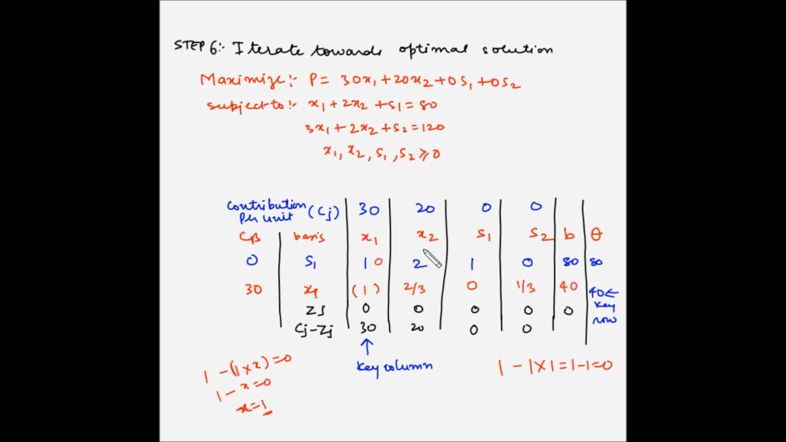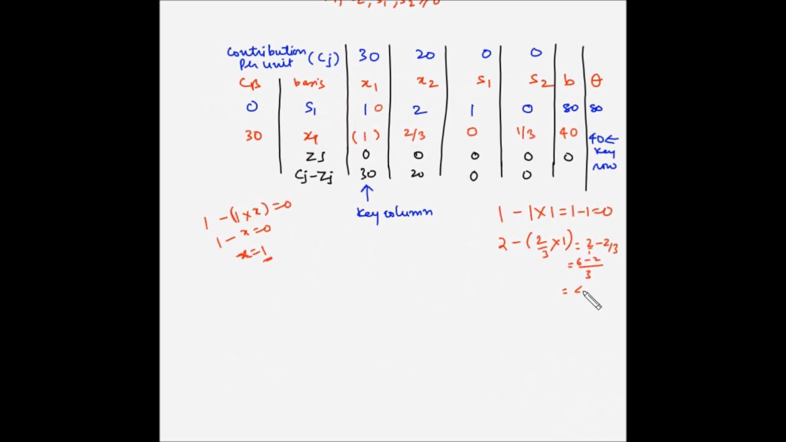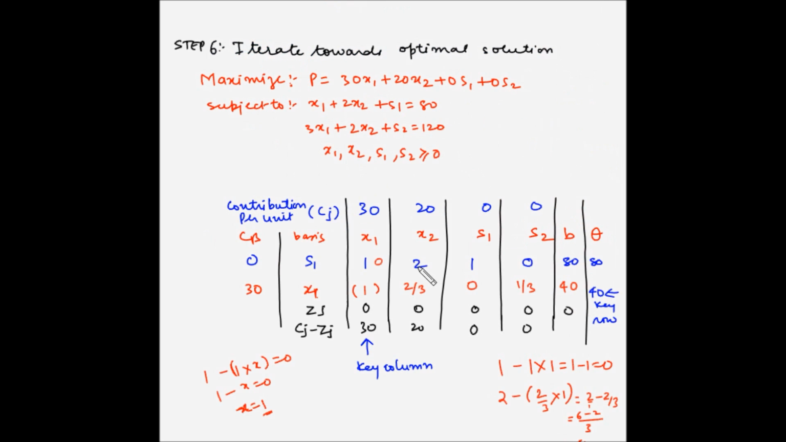So let's take the example of column x2. So 2 is the element in row S1. So 2 minus the element in the key row is 2 by 3 multiplied by the multiple, which is 1. So this is 2 minus 2 by 3. So 3 is the denominator. 3 into 2 is 6 minus 2. So this is 4 by 3. So this becomes 4 by 3.